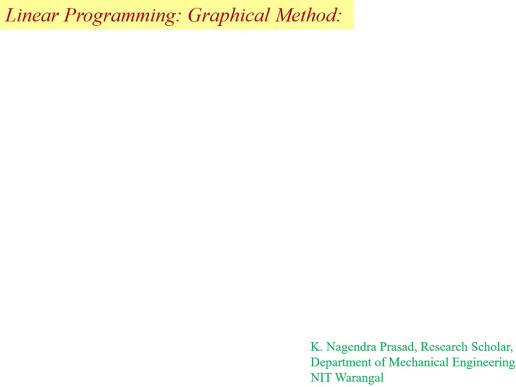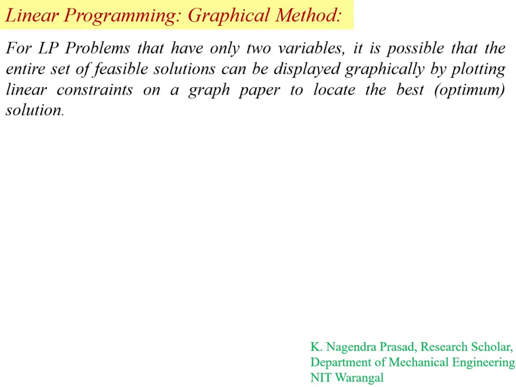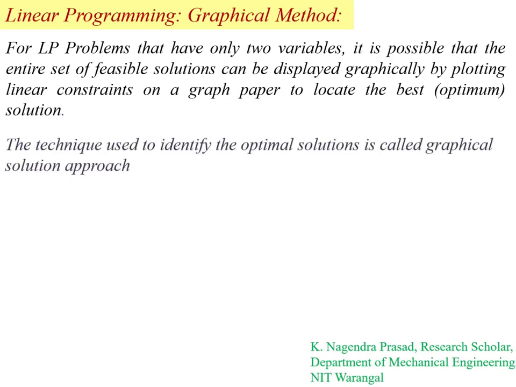Hello everyone. In this video, we will discuss the graphical method to solve the linear programming problem. The graphical method is applied when the linear programming problem has only two decision variables, and the set of feasible solutions can be displayed graphically by plotting the linear constraints on the graph paper and finally locating the optimum solution. So in this technique, we are identifying the optimal solution graphically.